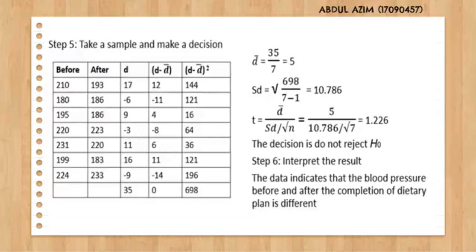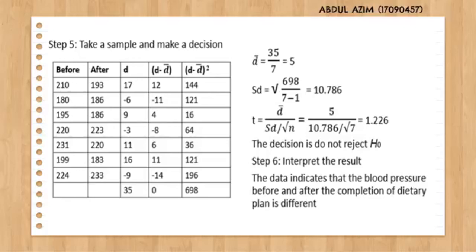Next step is to take a sample and make a decision. So we will find the info of difference for both dependent samples and we will put it into the formula. The first formula is the mean of difference. We will get 35 divided by 7 and we will get 5. For the standard deviation of the difference, we will get 10.786.